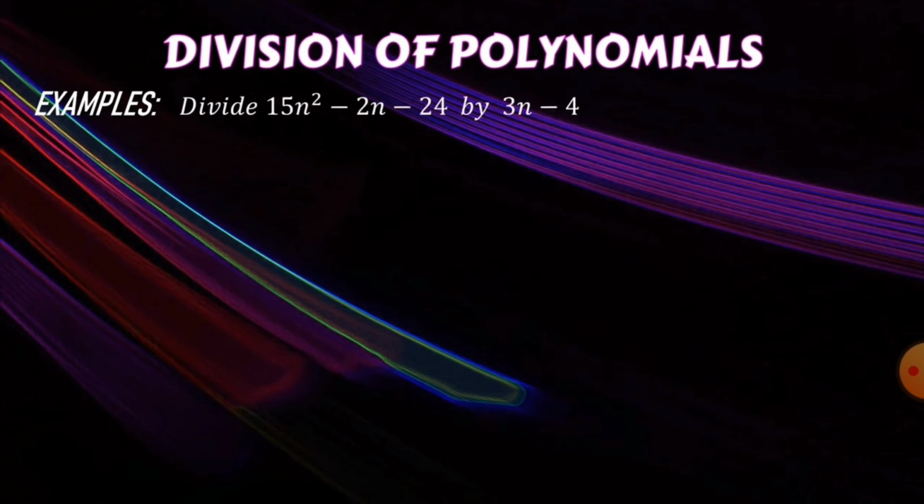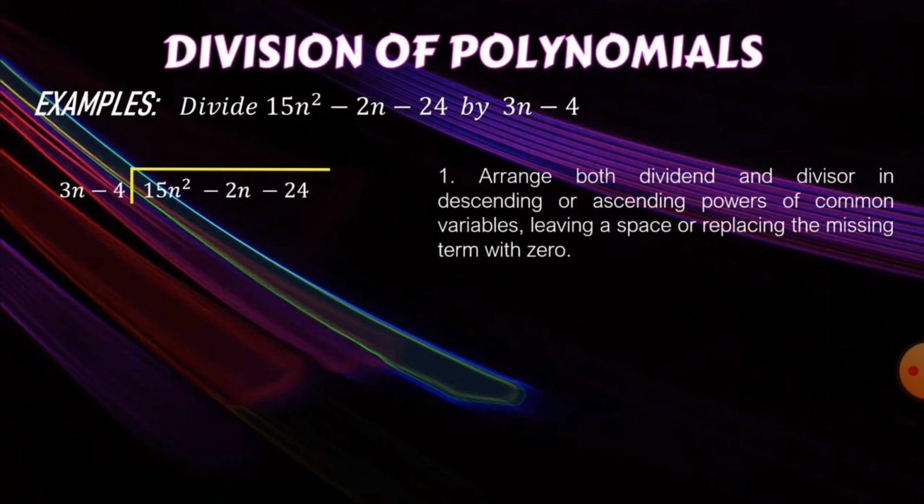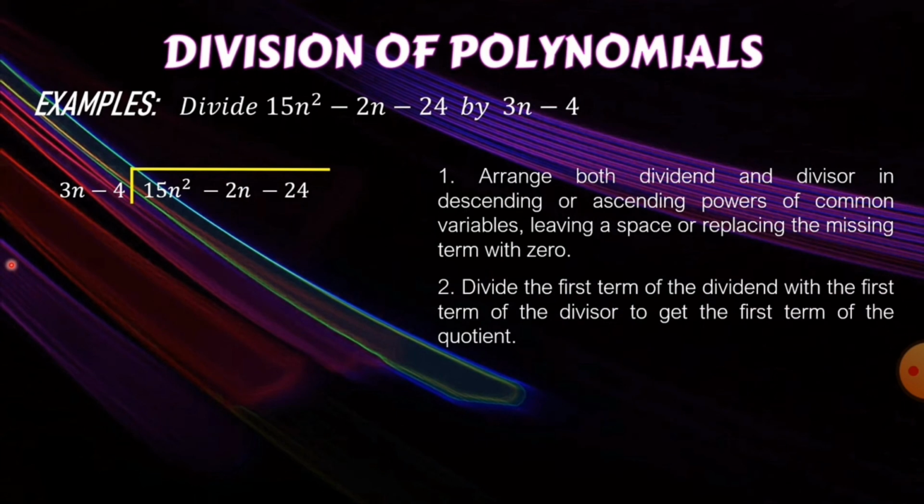So divide 15n squared minus 2n minus 24 by 3n minus 4. So again, using this procedure, first step, arrange both dividend and divisor in descending or ascending powers of common variables, leaving a space or replacing the missing term with 0. So mauna yung mas malaking exponent until sa last yung constant. Okay, next, second step, divide the first term of the dividend with the first term of the divisor to get the first term of the quotient. So the same procedure we do earlier.